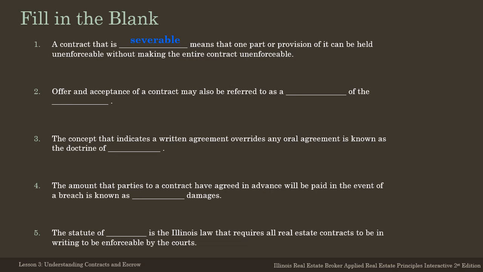So a contract that is severable means that you can break it apart. Each paragraph stands on its own. And if one fails, that doesn't mean the entire contract fails.